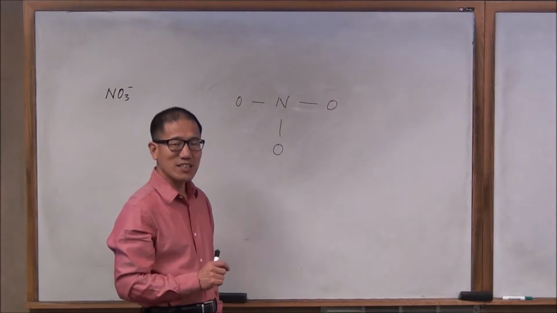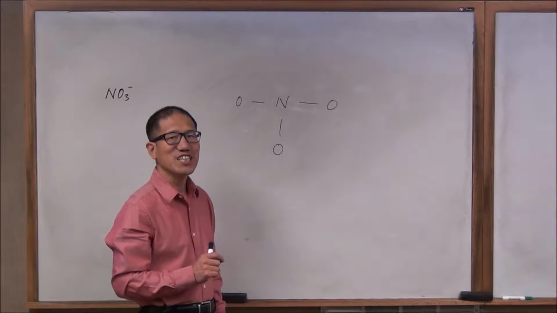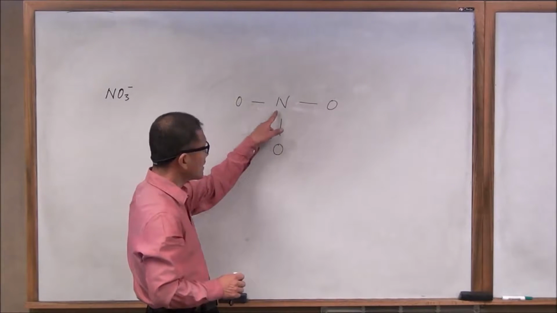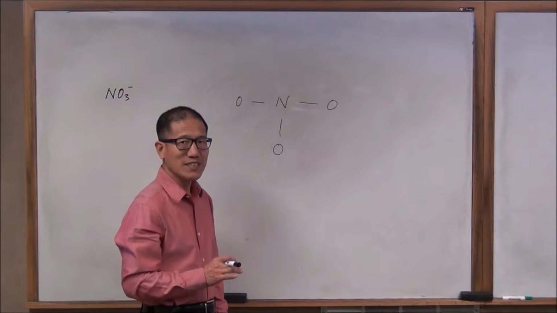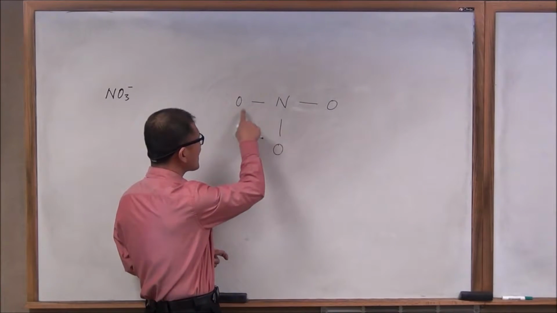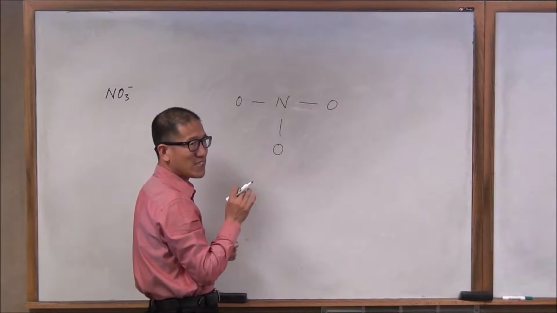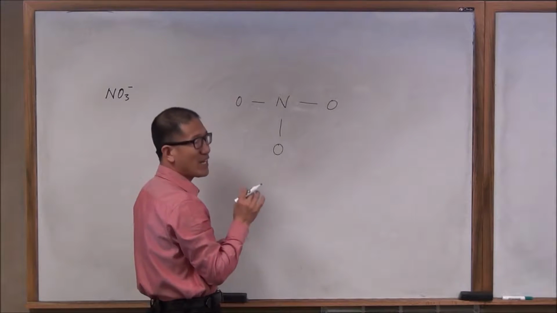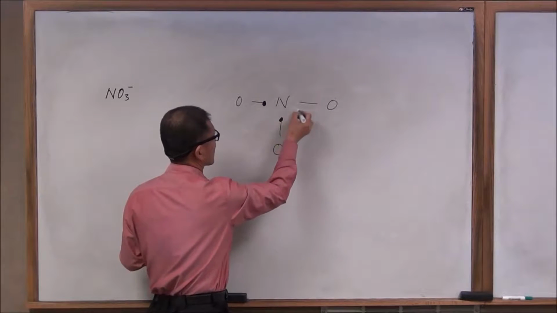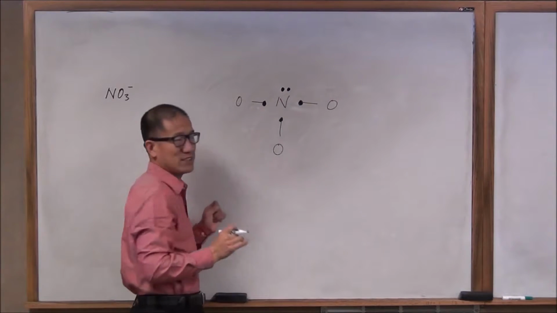Whenever you are given a skeleton structure, the next step is to put down the correct number of valence electrons around each atom. Let's start with nitrogen. Nitrogen is a group 5 element. It should always have 5 valence electrons. For this nitrogen, in the skeleton structure, it has 3 neighbors. We put down 1 electron between nitrogen and every neighbor, and then you put down the 2 additional electrons on the other side.